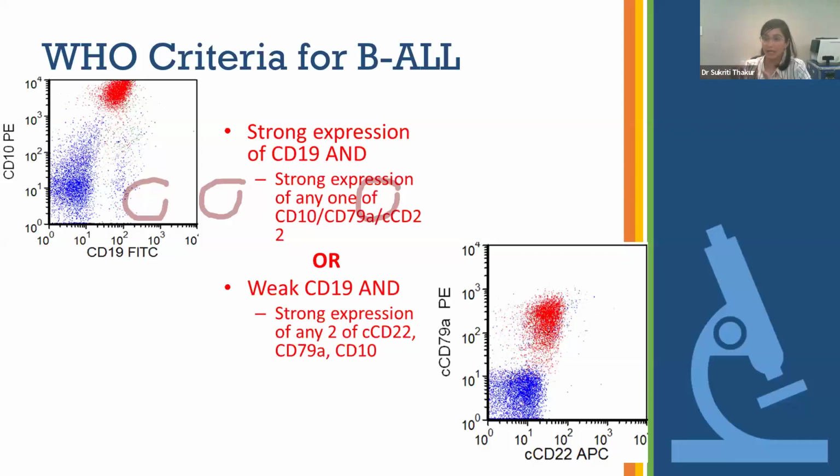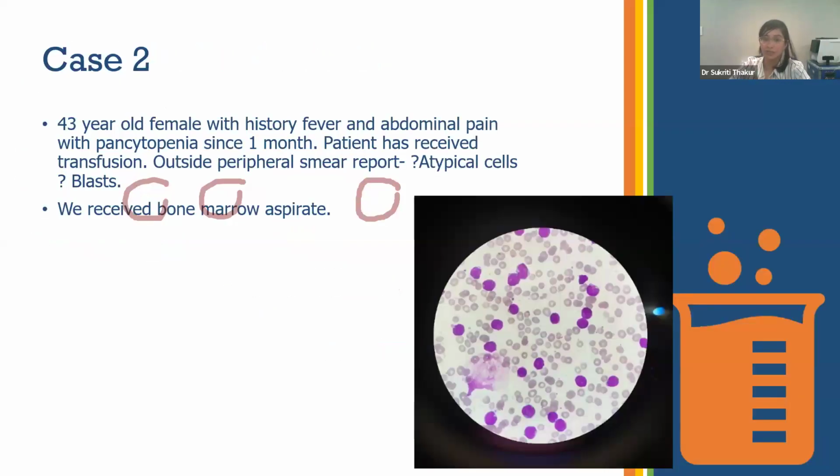So WHO has given a criteria. It says, if you have a strong expression of CD19, good, just go for another add-on marker for the expression, say CD10, CD79 alpha or CD20. But if the CD19 expression is weak, then you need the help of two other markers, again CD10, CD79 alpha or CD20. So this is the WHO criteria and we follow this criteria. Another case which will again be a BLL case, but why it is important I will tell you.